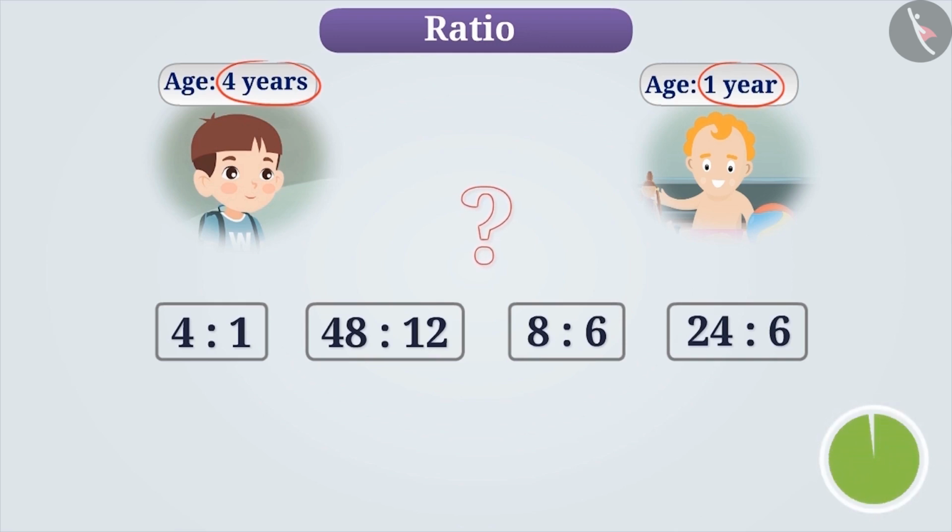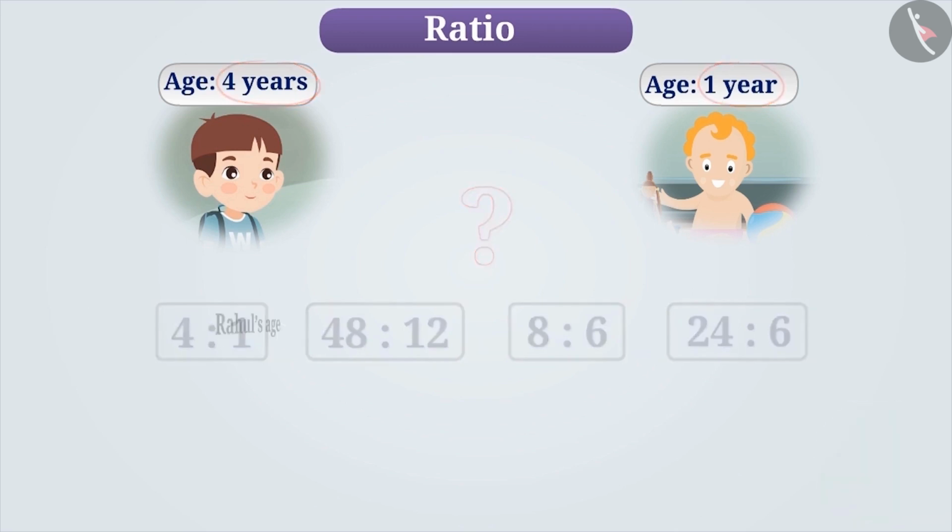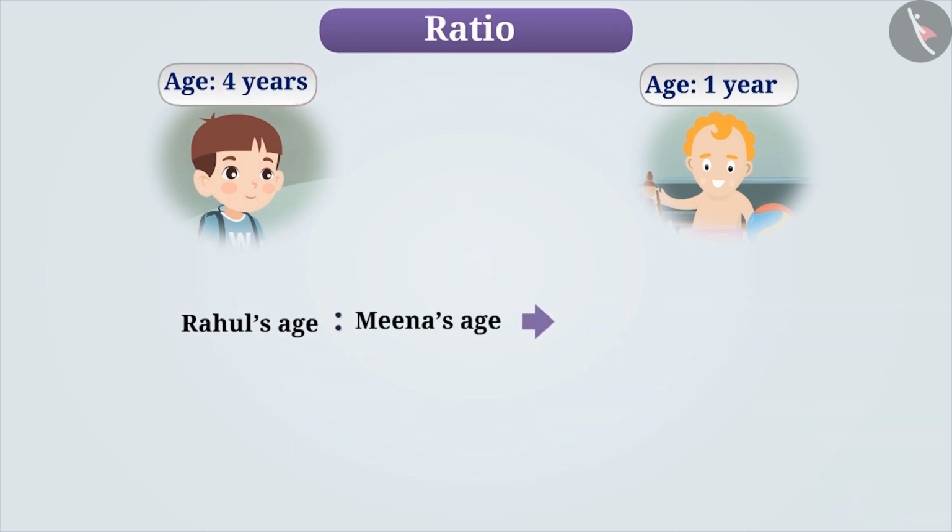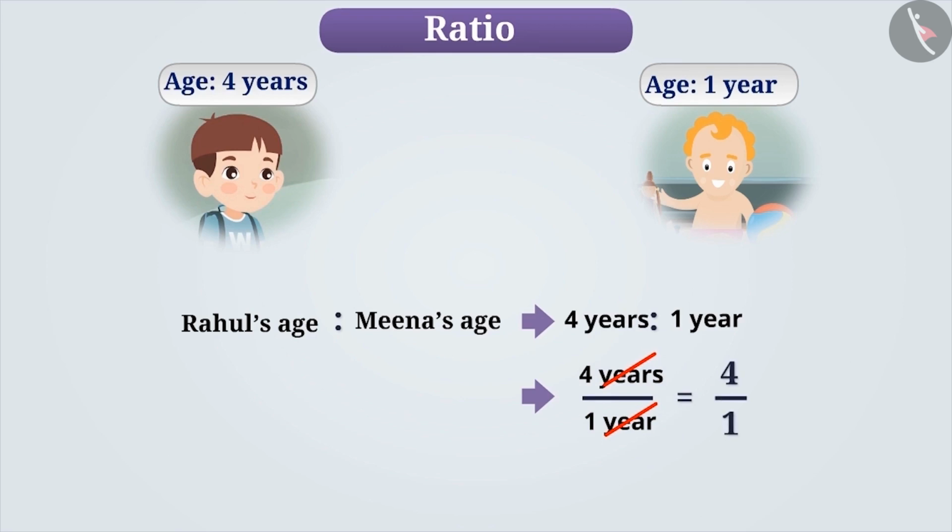Let me tell you. We can write the ratio of Rahul's age to Meena's age as 4 years is to 1 year. It can be represented in fractions as 4 years by 1 year. If we observe this, you will see that the units in the numerator and denominator are common. Therefore, we can cancel them. We get the fraction 4 by 1, which is without units.